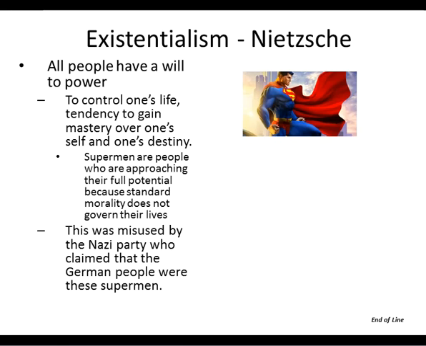Now, existentialism. All people have a will. So here, Nietzsche also had a focus on will, very similar to the focus that we saw with Schopenhauer, the Romanticist, earlier. So he had a will, but his was different. For Schopenhauer, it was the will to survive or will to live. Here, it's the will to power. The will to control one's life, the tendency to gain mastery over oneself and one's destiny.